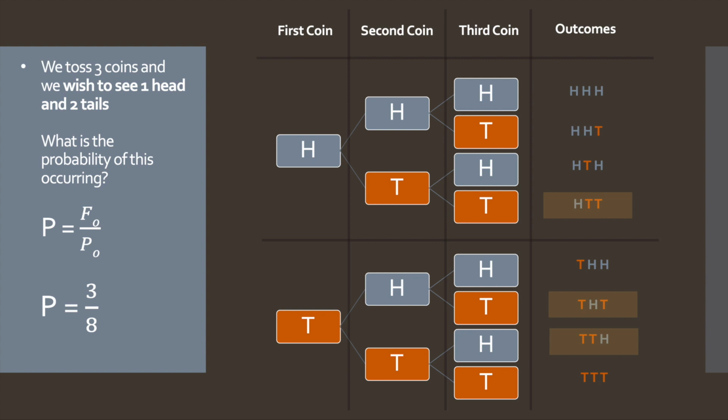In the real world, in experimental, it may not be that easy. It may be less, it may be more, depending on the idea of chance and luck. But for theoretical, this is how we would compute it.